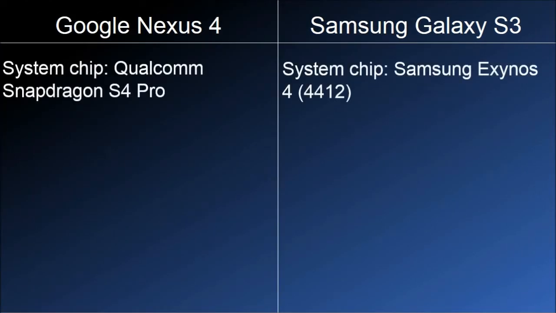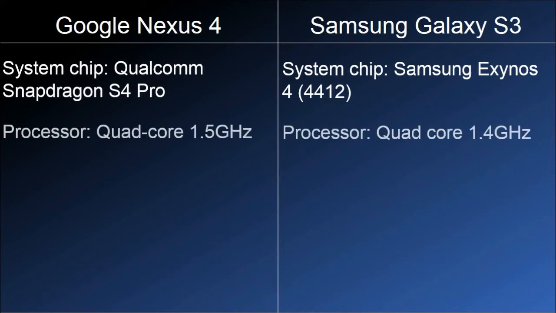Now in terms of processors, the processing chip on the Google Nexus 4 is a Qualcomm Snapdragon S4 Pro, whereas the Samsung Galaxy S3 has a Samsung Exynos 4. The Google Nexus 4 has a quad-core 1.5 GHz processor, whereas the Samsung Galaxy S3 has a quad-core 1.4 GHz processor. So the Google Nexus 4 is a slightly faster processor.